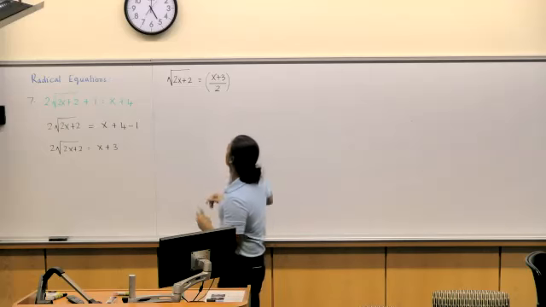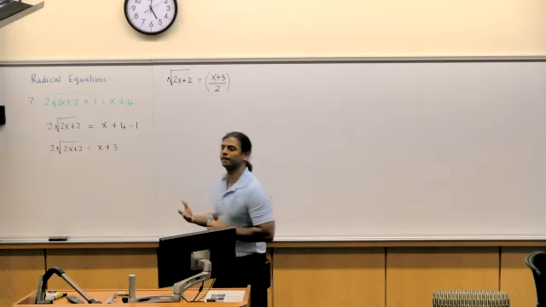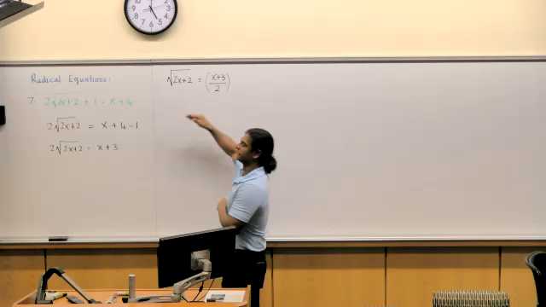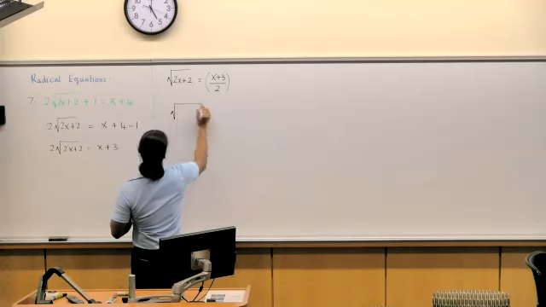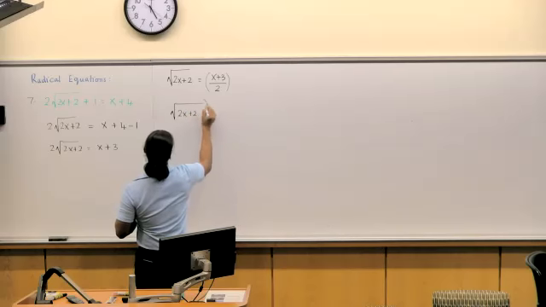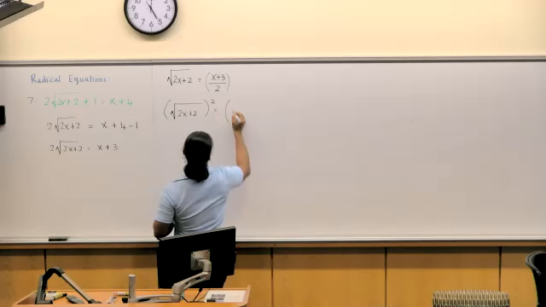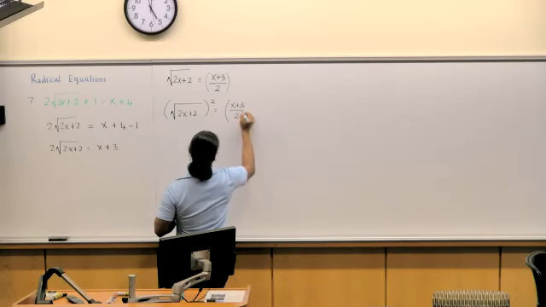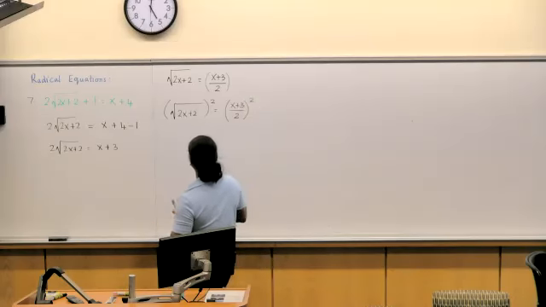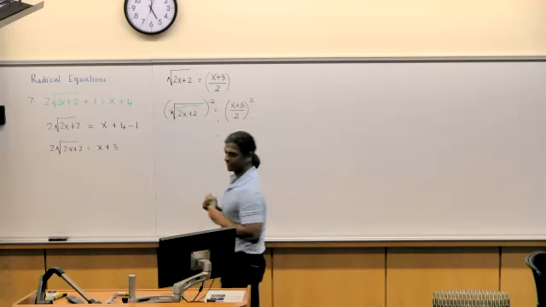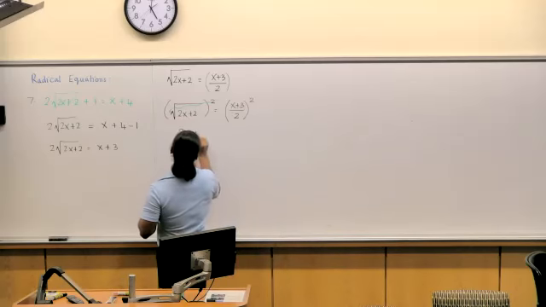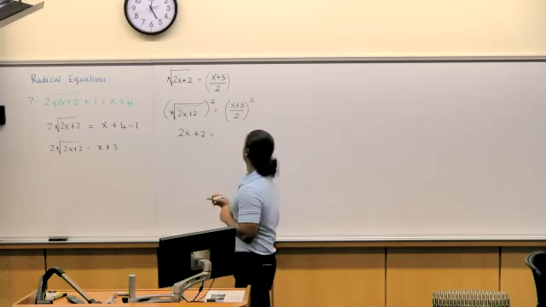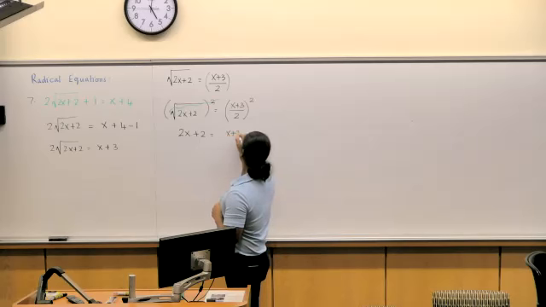That's a full term. Now I can square on both sides because I have a root on one side, another expression on the other. So if I square, the root and the square will get cancelled. So 2x plus 2 would be equal to x plus 3 divided by 2 squared.